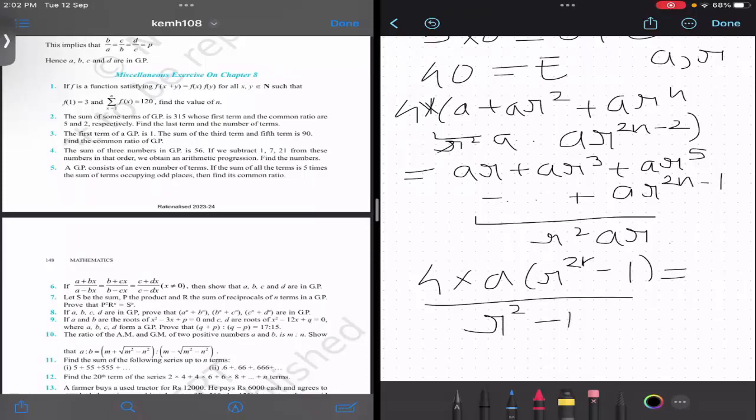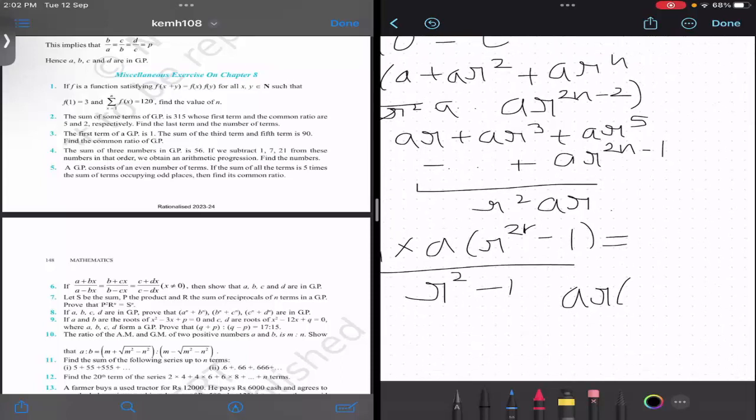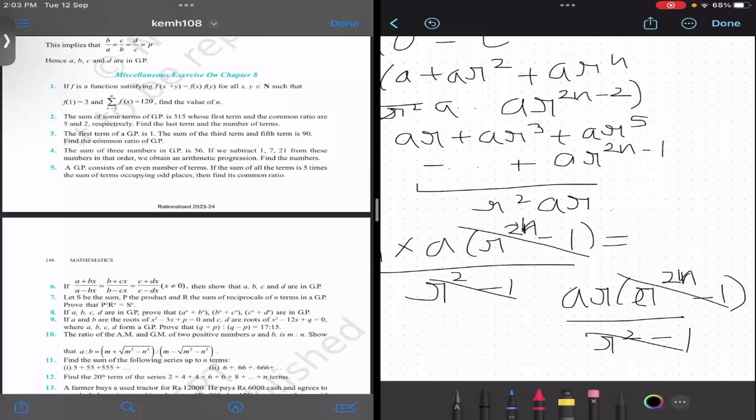On the RHS you would have AR because the first term here is AR, not A, right? Because you're talking about the second term, not the first term in general. Then you would have R raised to the power 2n, because n represents the number of terms in the GP, minus 1 upon R square minus 1. R square minus 1 gets cancelled. R raised to the power 2n minus 1 gets cancelled.